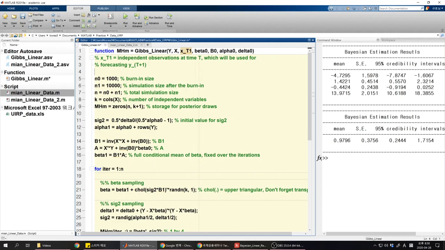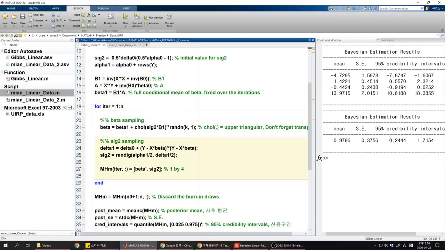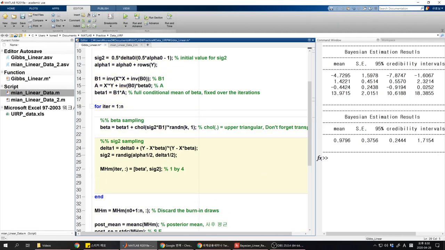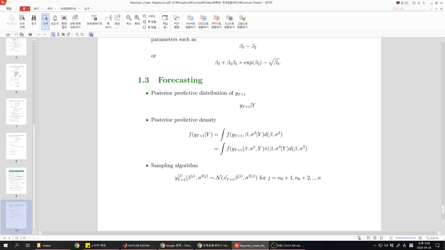Okay, that's good. So now we have one more step here: forecasting. Here y underbar capital T1 equals, right? This, what's the mean? What's the mean here? X prime capital T plus 1 times beta.